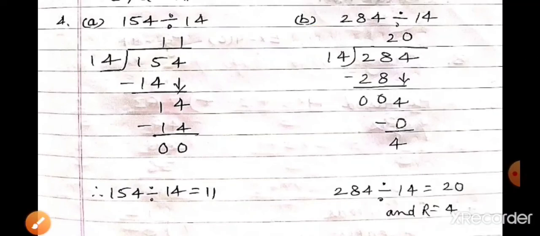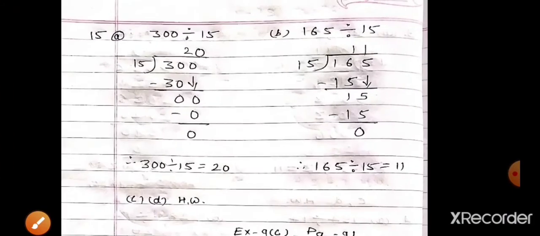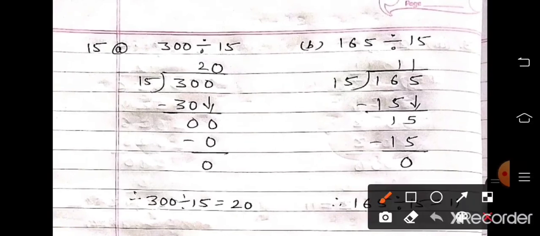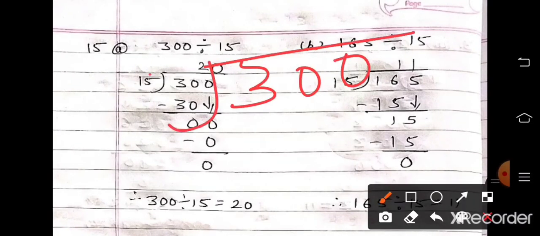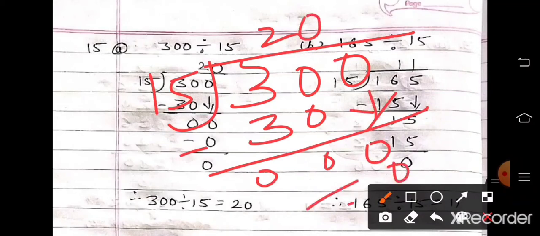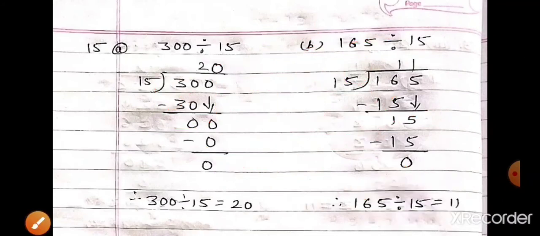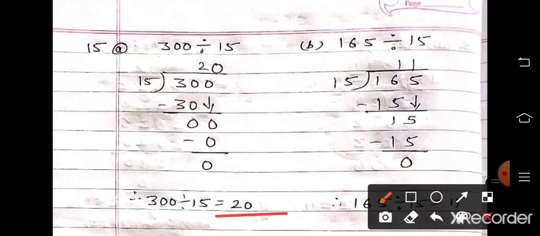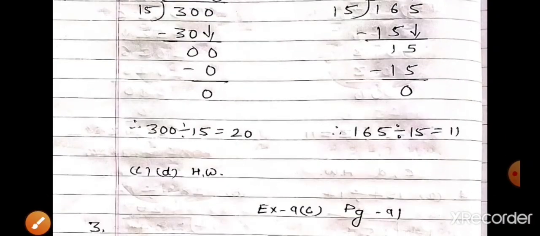Okay, now next question number 5, 300 divided by 15. 15 twos are 30, subtract, 0. Now bring down this 0 here. 15 zeros are 0. So the answer here is 20. Okay, so like this you have to do B part also. C and D is your homework.